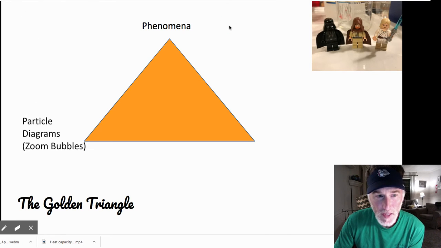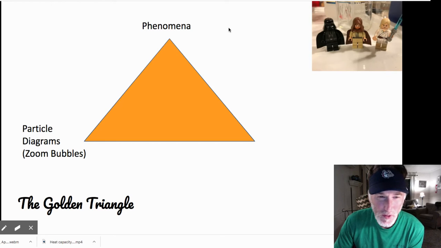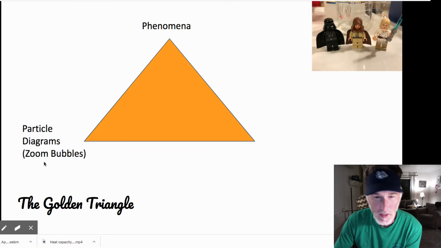They may try to apply particle diagrams. In this case, we know the virus is really small, so they're going to be able to sketch that out if they have a true understanding of how this COVID virus works. They're going to be able to draw zoom bubbles and show things super magnified. They're going to be able to look at it and show you how it works.